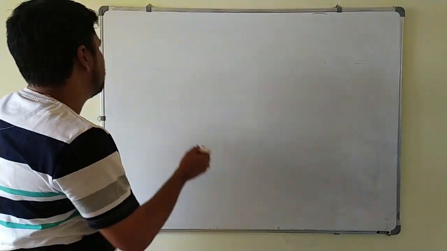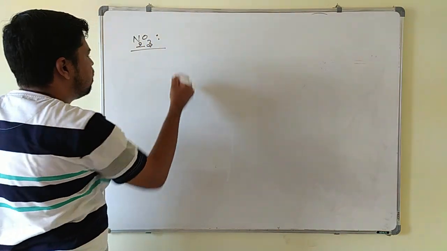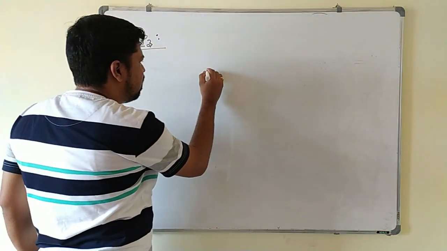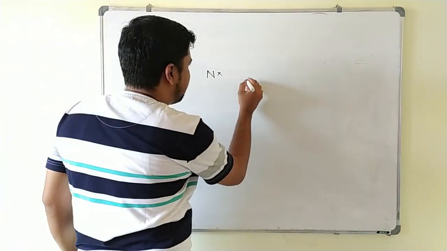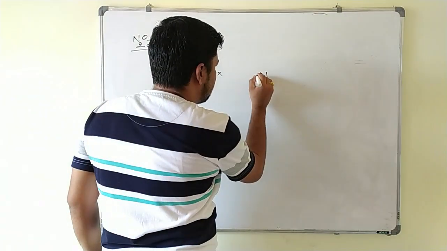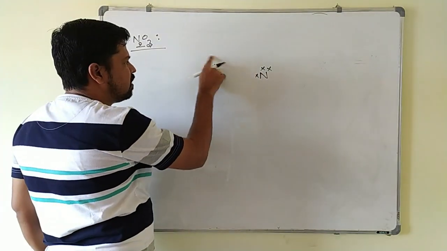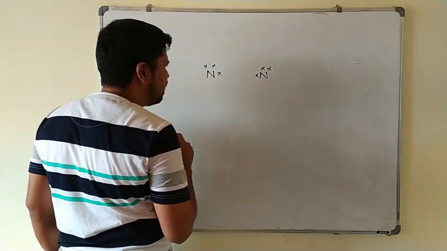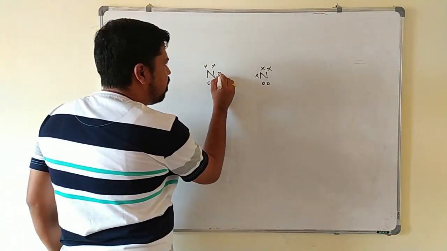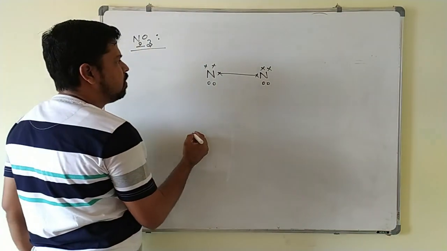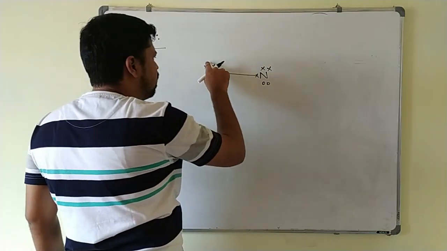Now we will discuss the structure of N2O3. N2O3 is nothing but dinitrogen trioxide. First I will write this nitrogen, which has 3 unpaired electrons. I will take 2 nitrogen atoms. These are the 2 unpaired electrons, another 2 unpaired electrons. Each nitrogen has 3 unpaired electrons and 1 lone pair of electrons. Now you form a simple covalent bond between the 2 nitrogen atoms. Then you connect oxygen atoms to the nitrogens.